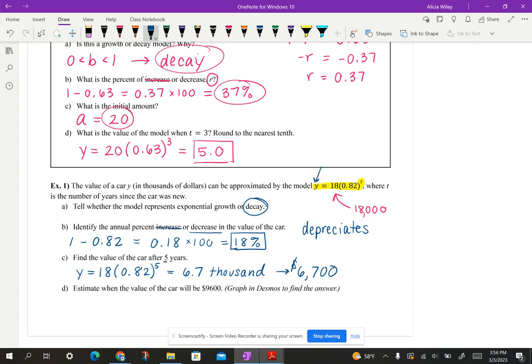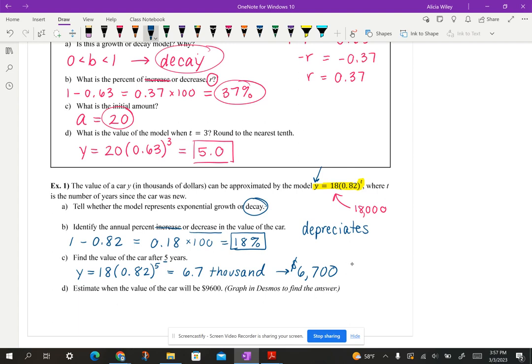Another way to think about it. Let's look at part D. And in part D, it says estimate when the value of the car will be $9,600. Now, here's the thing. First of all, we know that in 5 years, it's going to be 6.7 thousand or 6,700. So we know it has to be less than 5 years, right? So not 5, but 1, 2, 3, or 4, somewhere in there, right?